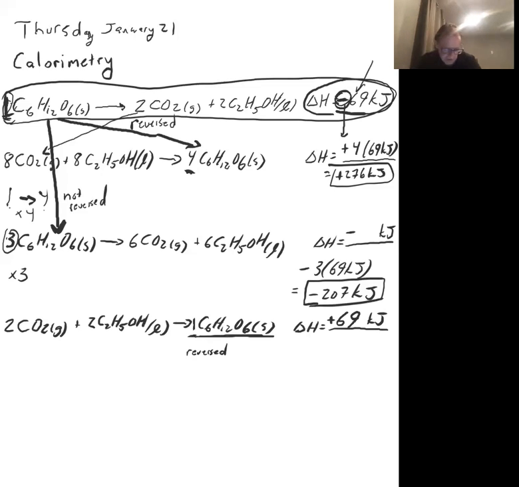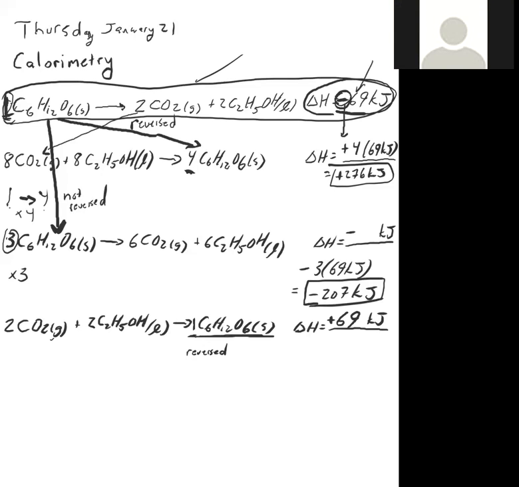Okay. So if the equation is just the reversal of the original one, you just change the sign. If it's the reversal and you multiply it by something, then you just do 2 steps. You change the sign and then you multiply by that number. Okay. Thank you very much. Good. Absolutely. I'm glad you asked that one.